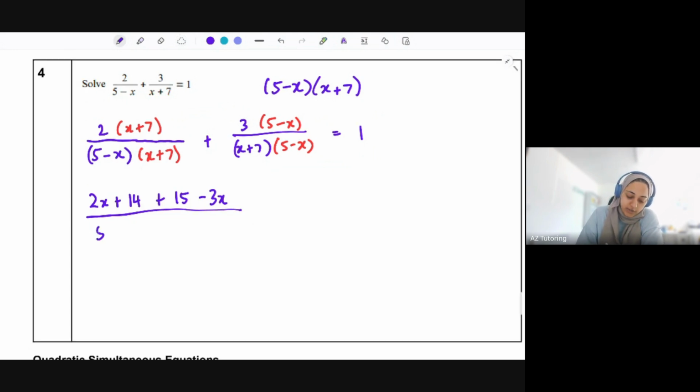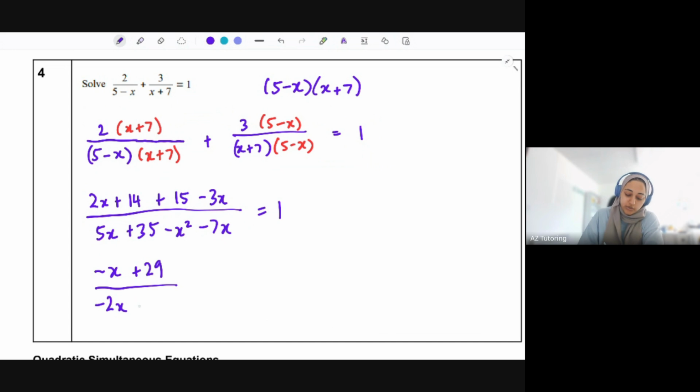Okay, so 5 times x is 5x. 5 times 7 is 35. Minus x times x is minus x squared. And minus x times 7 is minus 7x. And that just equals 1. Let's simplify everything now. So we've got 2x minus 3x on the top, which is just minus x. 14 add 15, which is just 29. And that's over 5x minus 7x, which is minus 2x. And we've got a minus x squared then, a plus 35. We'll deal with the order after, and that equals 1.